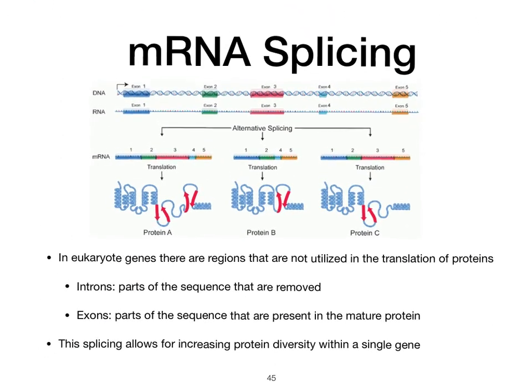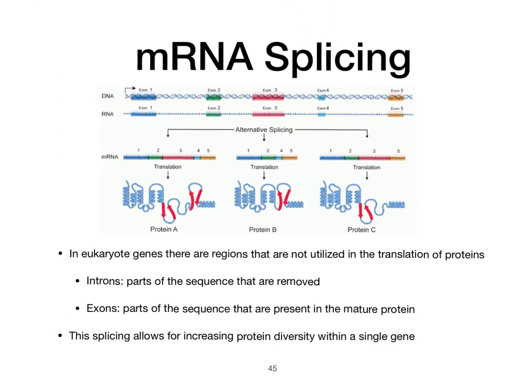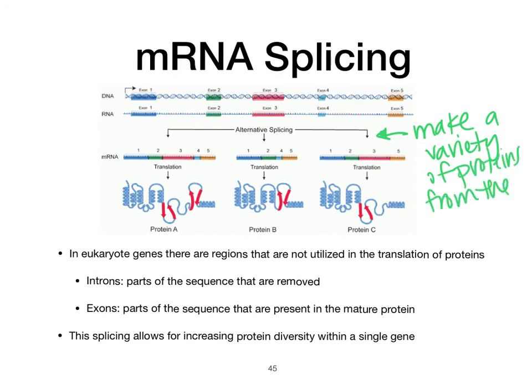So mRNA splicing uses the ability to recompose or to alter the exons. When we think about alternative splicing, this is the ability to make a variety of proteins from the same gene.